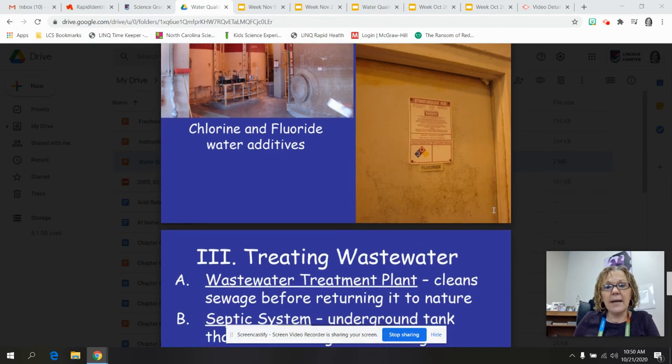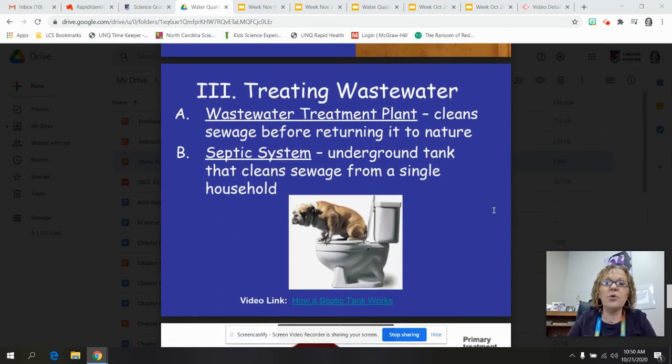All right, and then the next slide, Roman numeral 3, treating wastewater. We call this place a wastewater treatment plant. It cleans the sewage before returning it to nature. The sewage is anything that goes down any drains in any home, in any business, in any school.